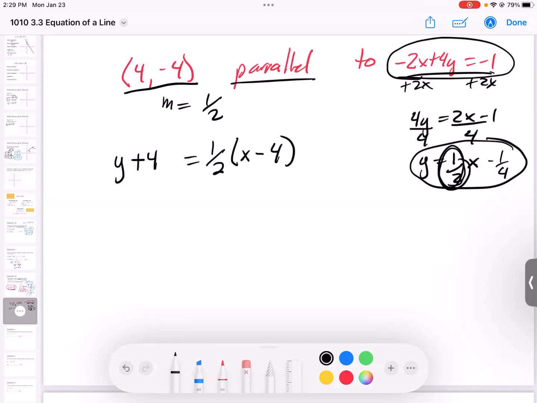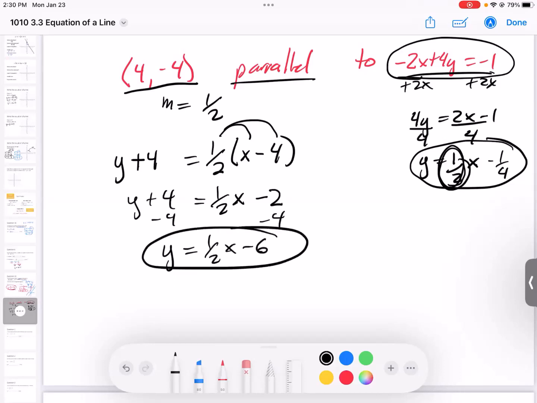Slope intercept. So to do that, we need to get y by itself. First of all, I'll get rid of the parentheses because slope intercept form also doesn't have parentheses. And 1/2 times -4 is -2, I think. And so we get y plus 4 equals that. Subtract 4 from both sides, and you get y equals 1/2 x minus 6. And that would be the slope intercept form of it.